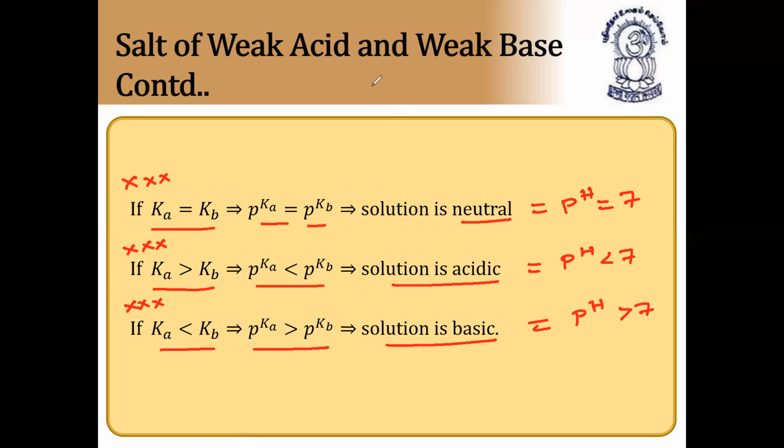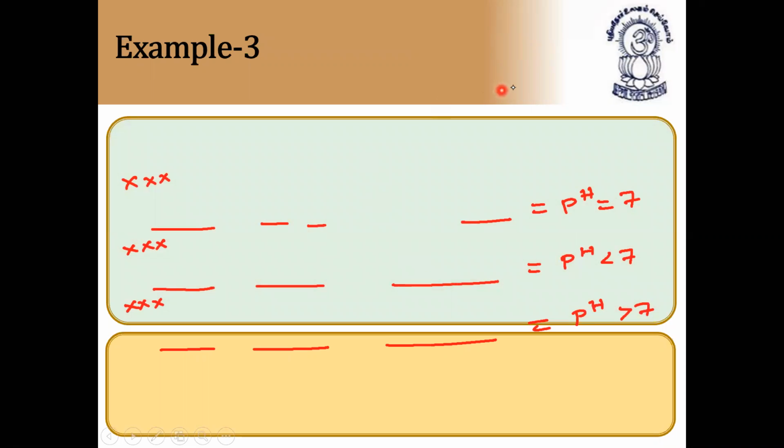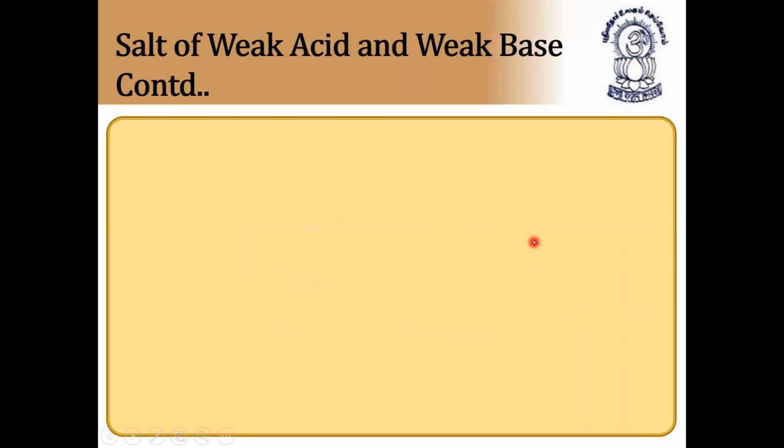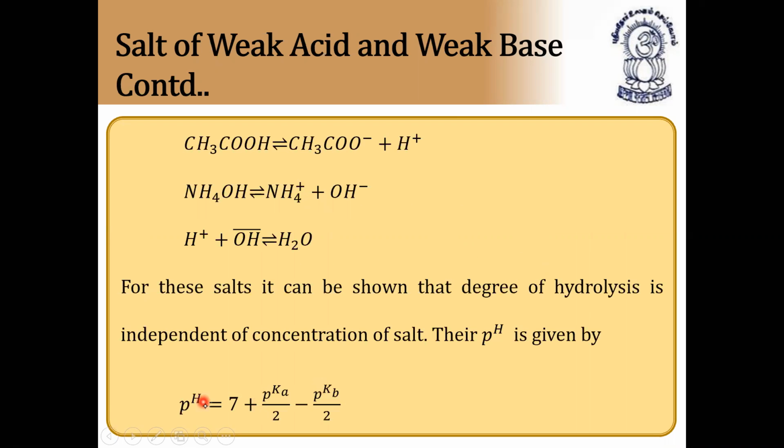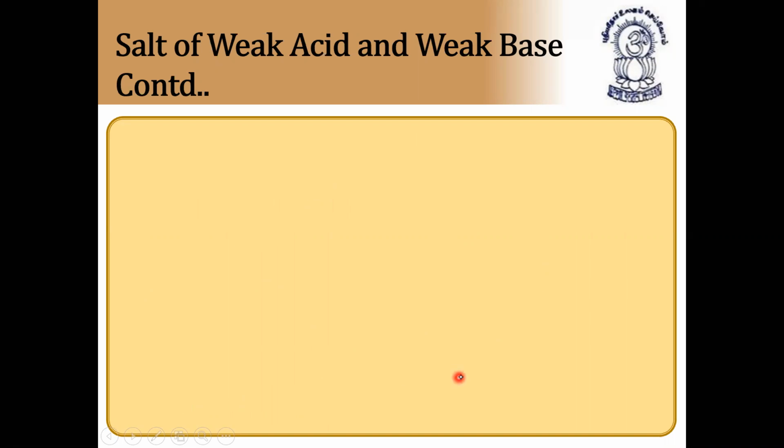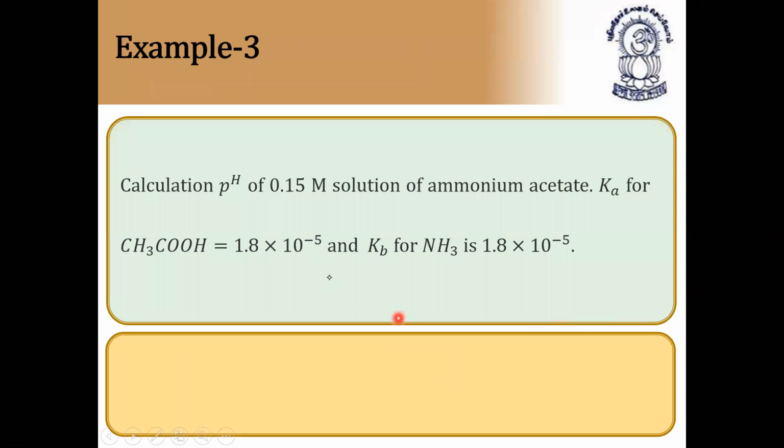Please note it down. And how to find the pH of this type of solution? Just see now. So how to find pH of the solution? pH is equal to 7 plus pKa by 2 minus pKb by 2. So like this. Now let us see the question.